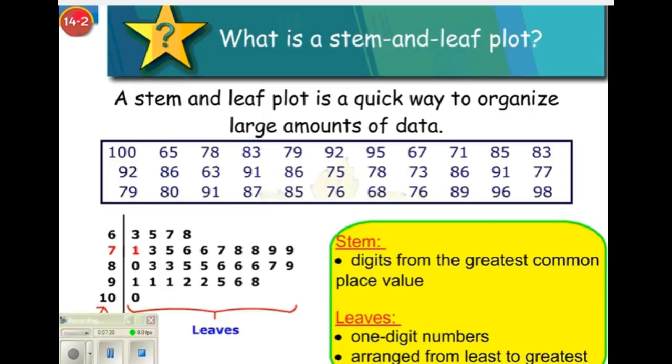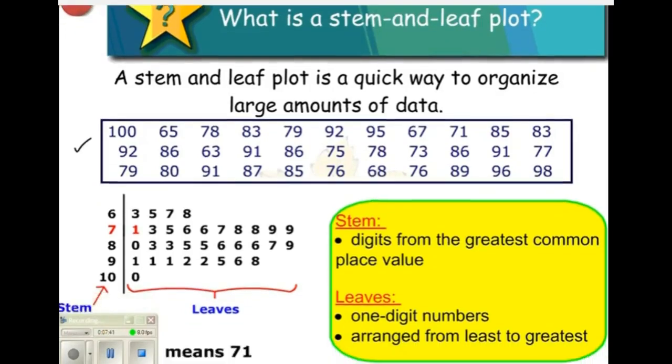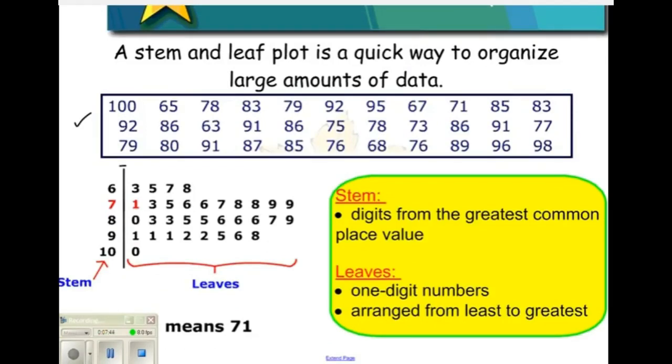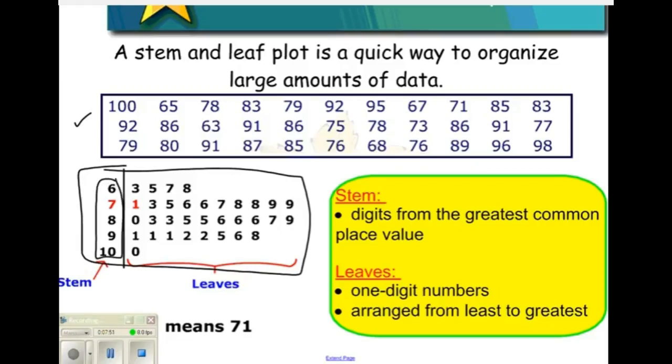Stem and leaf plots. A stem and leaf plot's a quick way to organize a large amount of data. So if I'm looking at this data presented in this block of numbers here, it'd be nice to organize those. What you're seeing is a stem and leaf plot. The stem represents the greatest common place value. If I look at all my data, I notice I do have one number that has a hundreds position, but no other data has that. So then I look at the next one, tens position, everything has a tens position. So this stem is going to be representing tens.